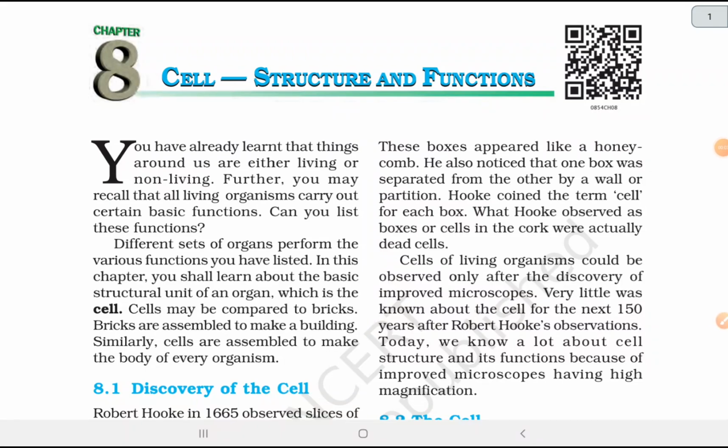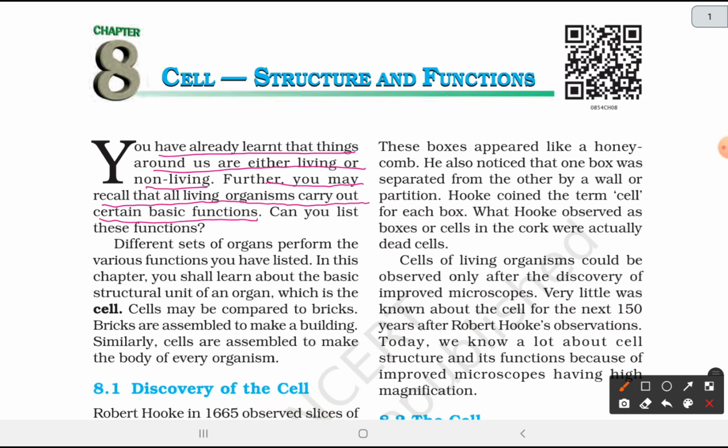Chapter 8, Cell, Structure and Functions. You have already learned that things around us are either living or non-living things. Further, you may recall that all living organisms carry out certain basic functions. Can you list these functions? Different sets of organs perform the various functions you have listed. In this chapter, you shall learn about the basic structural unit of an organ, which is the cell.